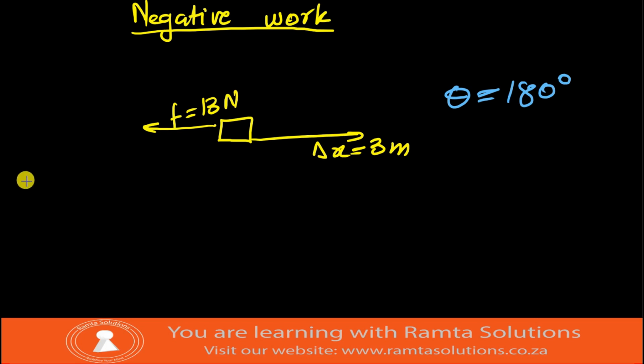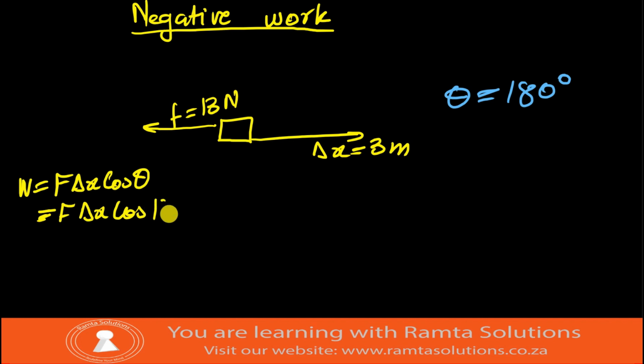Now, when we generalize this, we will say W equals F delta X cos theta. What is our theta? 180 degrees. Now, we know cos 180 degrees is minus 1. So this means we have negative delta X.